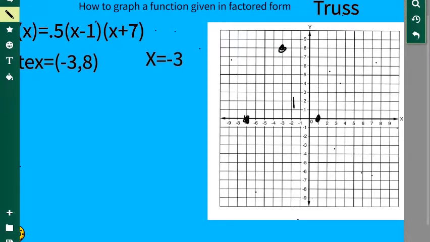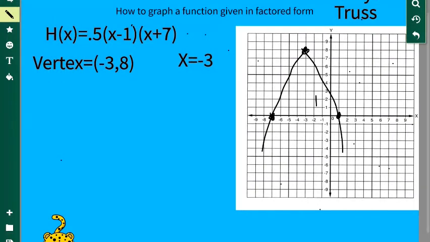So if we connect the lines, we have a parabola that looks like this. So that's basically how you graph a function given in factored form.